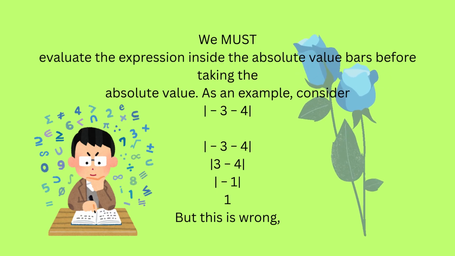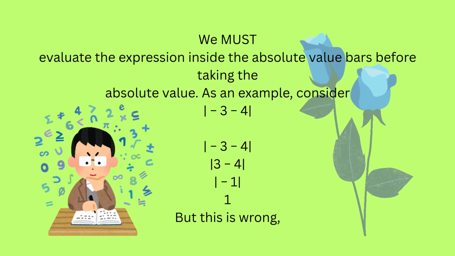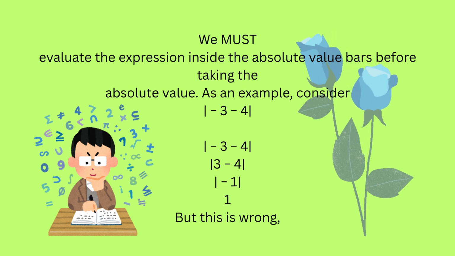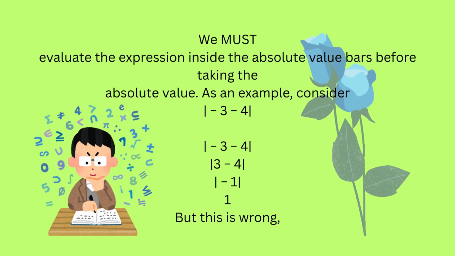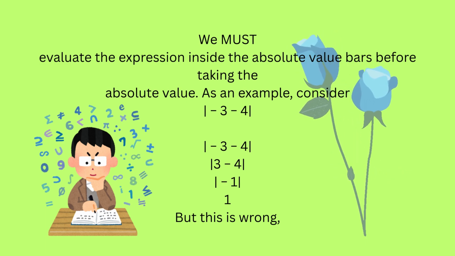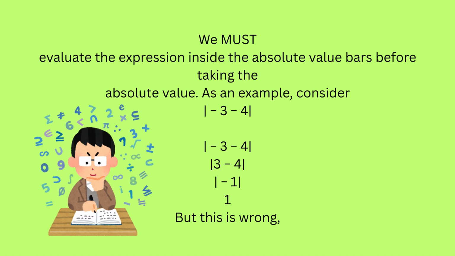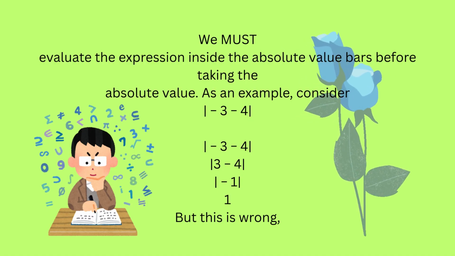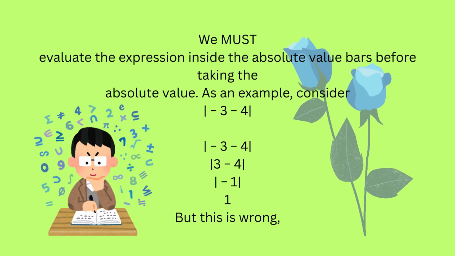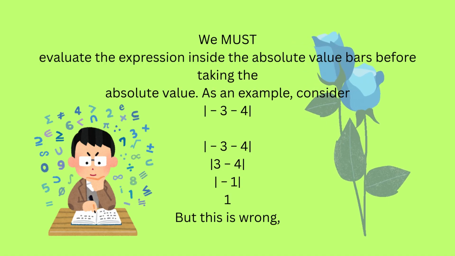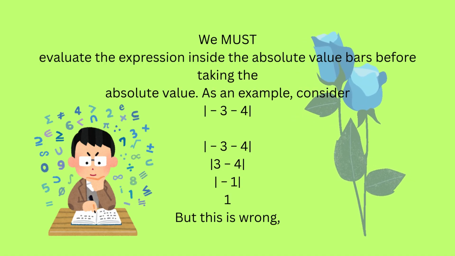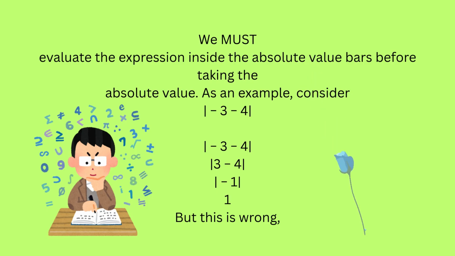While it's true that the absolute value bars make whatever is inside them positive, unless the expression is zero, there's one important thing we need to say. We must evaluate the expression inside the absolute value bars before taking the absolute value. Here is an example. We have the absolute value of minus 3 and minus 4, and then we solve. If we solve minus 3 and minus 4, we will get minus 1, and the absolute value of minus 1 is 1.